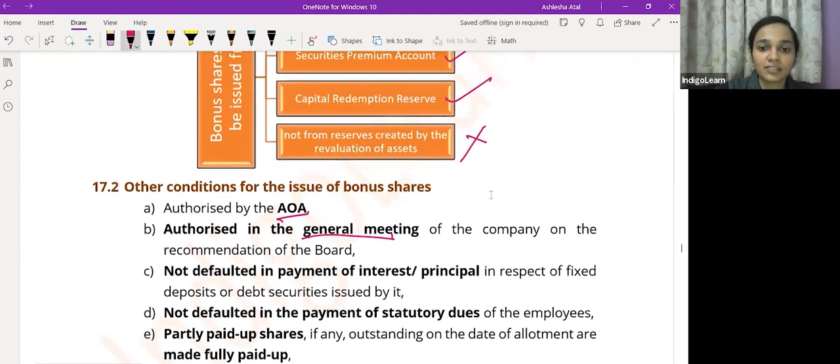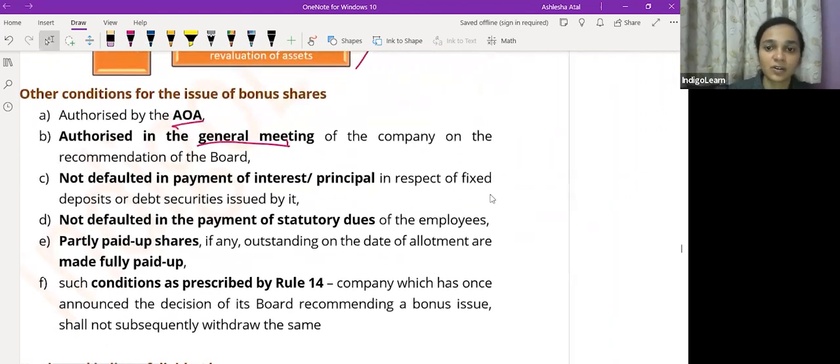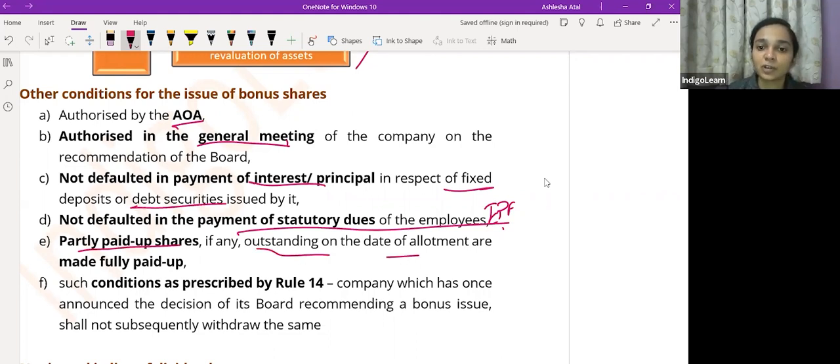Company should not have defaulted in payment of interest or principal on fixed deposits or debt securities which are issued. No default in payment of statutory dues of employees. Example इसका EPF या फिर gratuity या फिर bonus, any other thing. Partly paid up shares outstanding on the date of allotment are made fully paid up. So अगर कोई partly paid up shares है, so they should have been made fully paid up. And condition which is being prescribed in Rule 14.